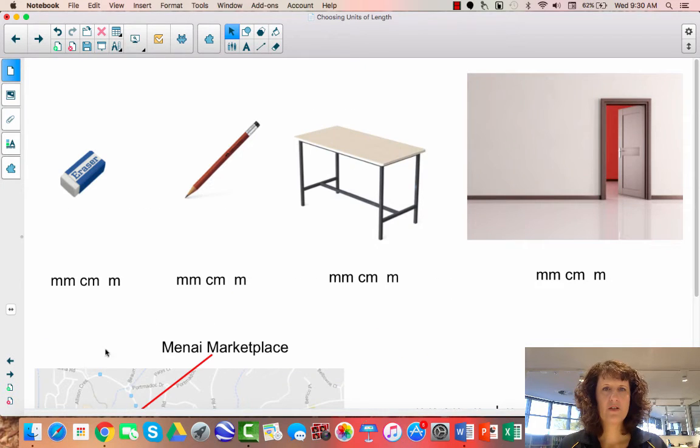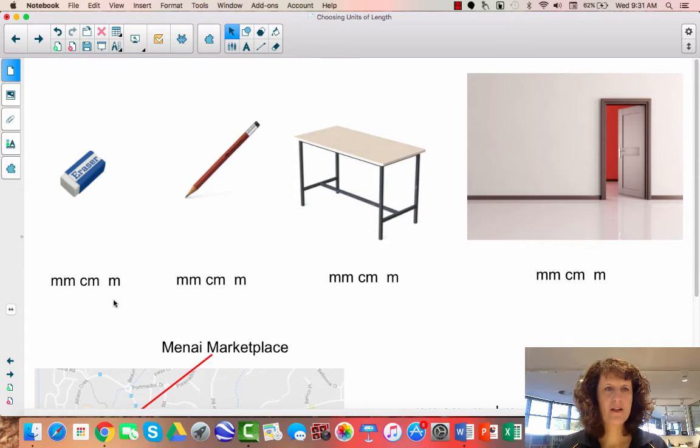I'm going to show you some different objects now, and if we think about what unit of measurement you would use to measure each of these objects, I want you to pause the video and have a think about it, and then restart it and we'll go through it together. So do it yourself first. You need to write it down in your book so you can show your teacher at the end of the video.